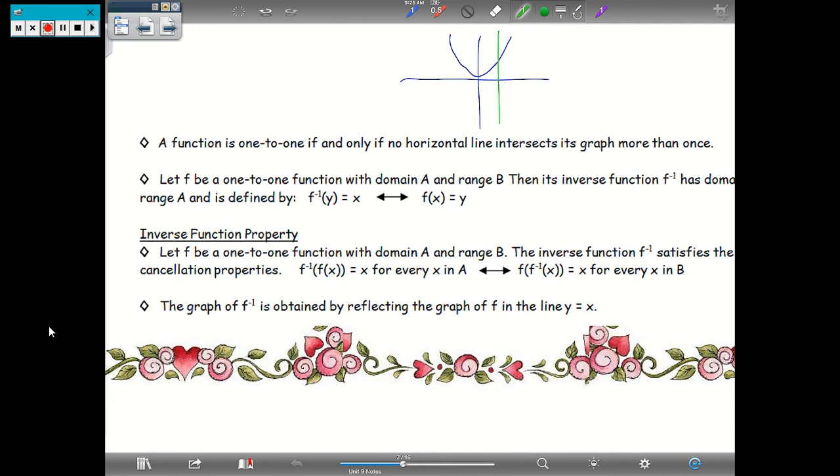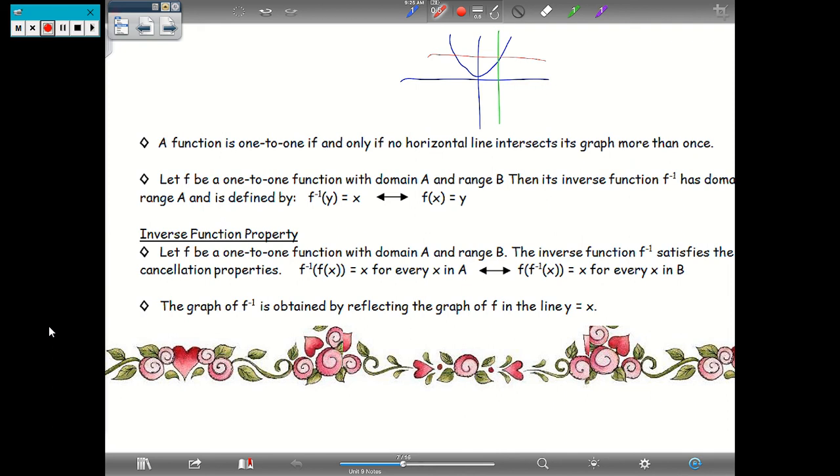We need the function to be one-to-one to find its inverse. If it's not, we have to artificially restrict it. They have to be one-to-one to get an inverse. Okay? So, let's look at this. Is the parent parabola a one-to-one function? It is not.